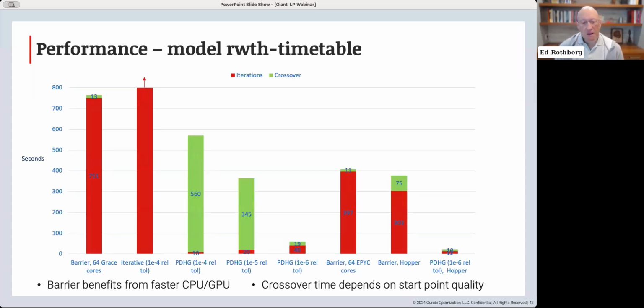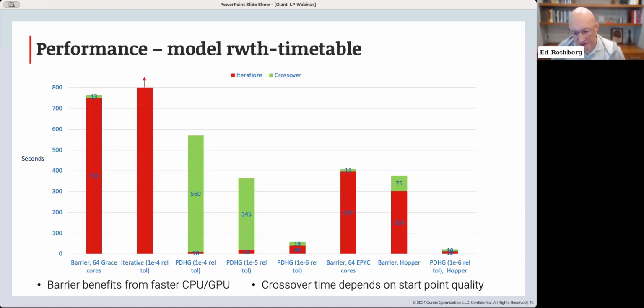So some results. So lots of data in this chart. Let me tell you how to read it. So basically, each bar here shows the runtime to find a solution to this model. In this case, model RWTH timetable. And the different bars show different algorithms and on different machines. So as I mentioned, the first 5 are all running on the Grace CPU using barrier with a factorization, barrier with an iterative solver, and then PDHG with 3 different tolerances. And then the next bar shows barrier on the fastest CPU we can find, barrier on the GPU, and then PDHG on the GPU. The red bar shows the time required to perform the iterations.